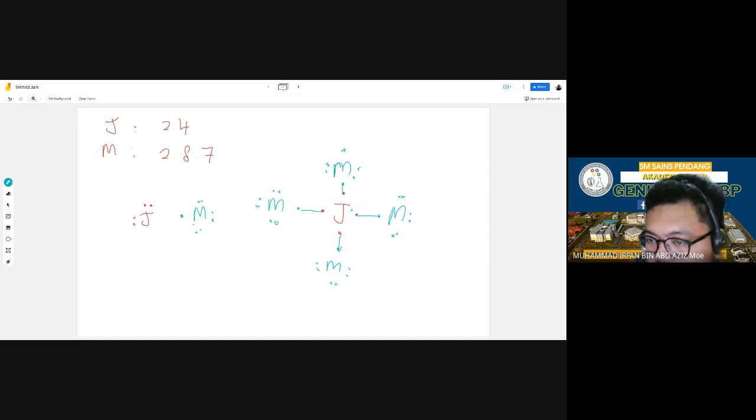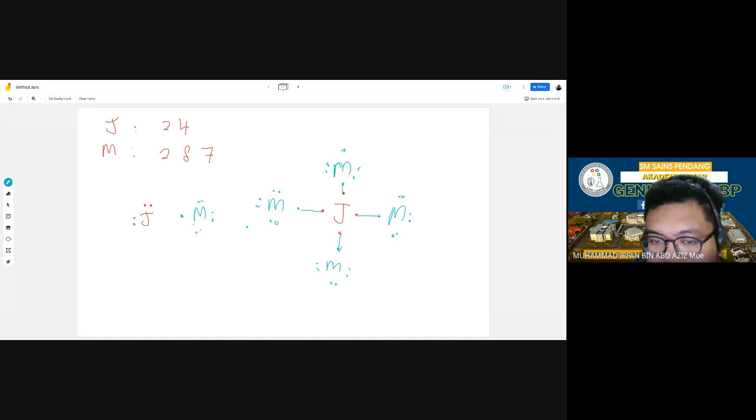Okay, how about chlorine pula, yang M ni? Okay, M tu only has 7 valence electrons. So, it needs one more. Bukan it needs permanent lah. It needs to share one more electron to become octet. So, 1, 2, 3, 4, 5, 6, 7, 8 di share.